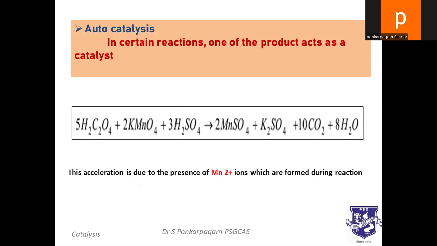And then autocatalysis. In autocatalysis, in a certain reaction, one of the products formed in the course of the reaction acts as a catalyst. Here the example is oxalic acid with potassium permanganate, KMnO4. Here the formation of manganese 2 plus ion, formed during the reaction, acts as a catalyst.